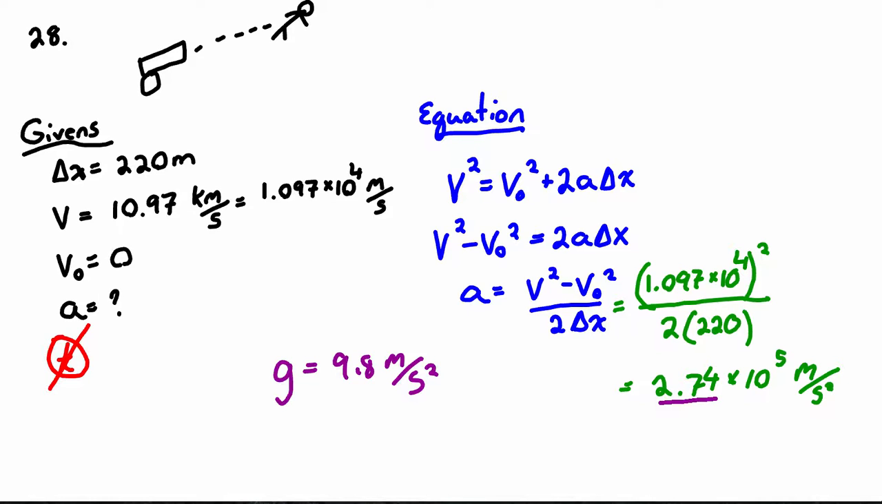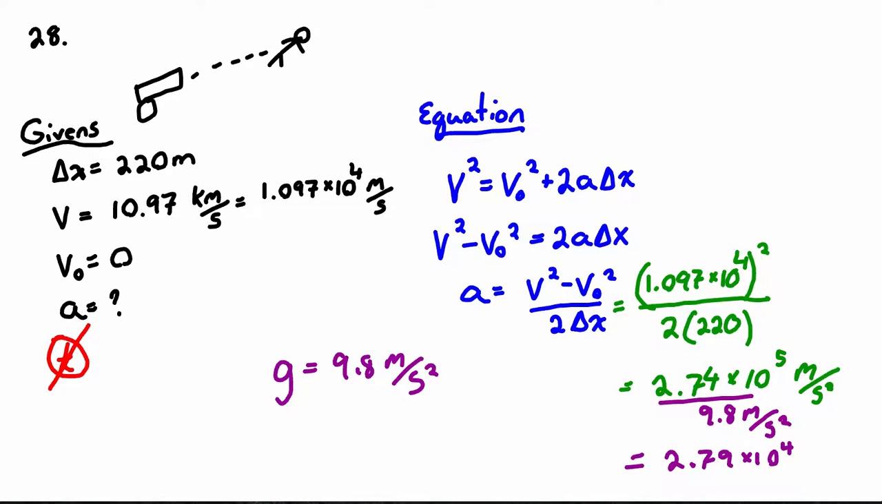So if we divide this, that leaves us a factor of 2.79 times 10 to the fourth. So that means it's roughly 27,000 g's, which is crazy. So in this case, the dude would definitely not look like a man anymore. It would look like a pancake.